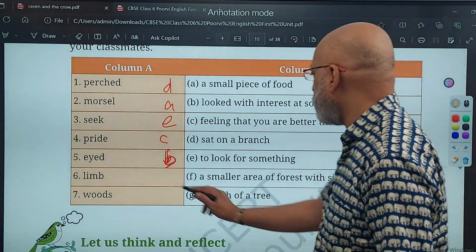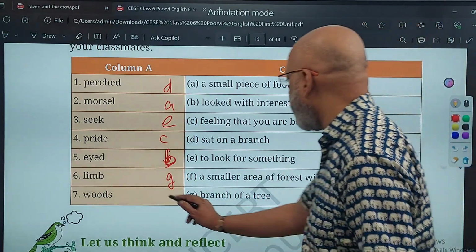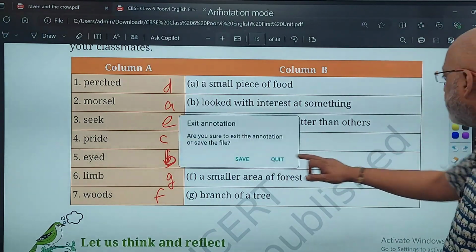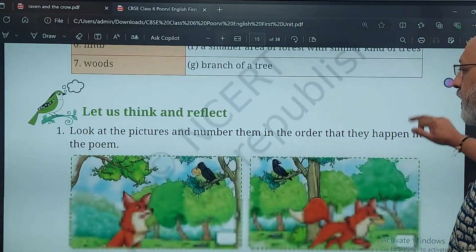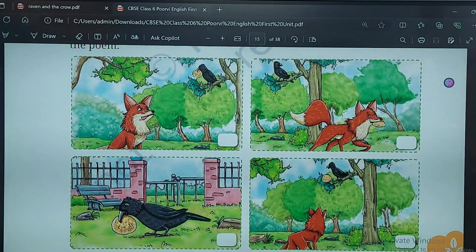Limb is a branch of a tree. Woods is a small area of forest with similar kind of trees. F. Great. I hope you got it all right. Let's look at the pictures. इसको order में बताओ. This is pretty easy. Which is 1, 2, 3, 4.